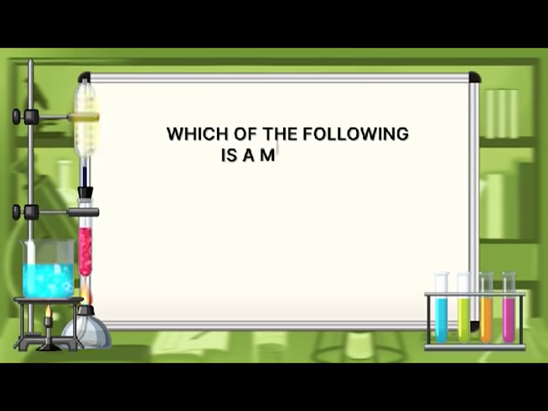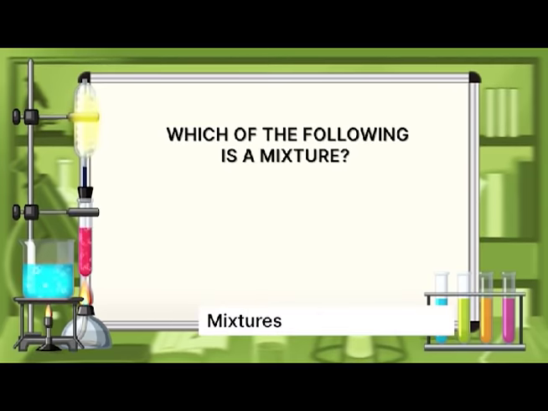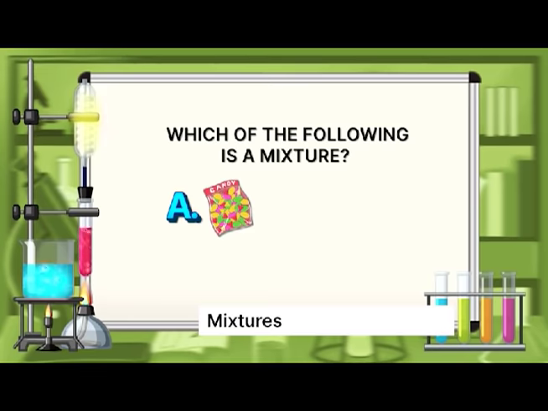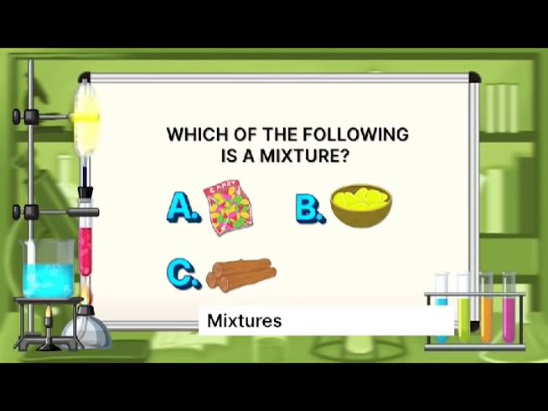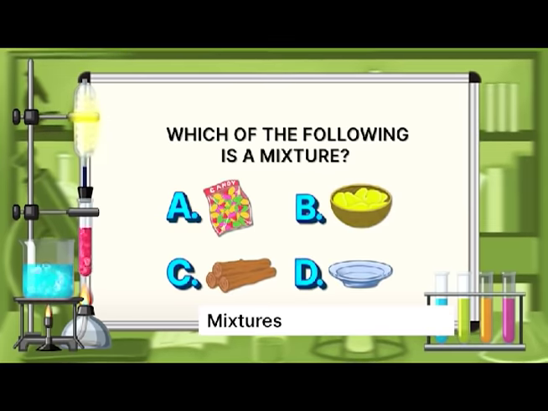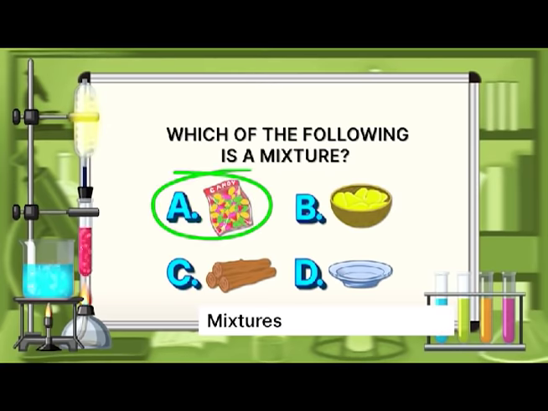Which of the following is a mixture? A. A bag of assorted candies. B. A basket of mangoes. C. A pile of wood. Or D. A plastic plate. The correct answer is letter A. A bag of assorted candies.